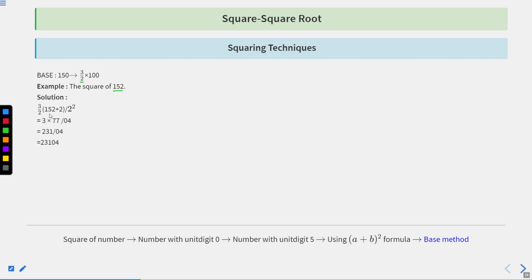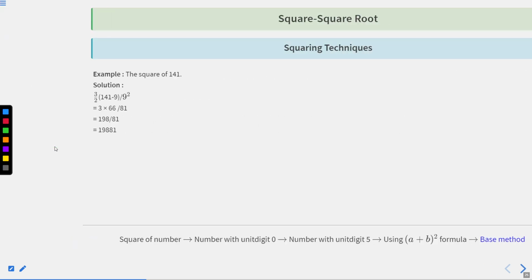So for 152 it will be 3 upon 2 times of 152 plus 2, because it is 2 units away from 150, and 2 square. So 3 upon 2 times of 152 plus 2 is 3 into 77, and 04 from 2 square. So 3 into 77 will be 231, and 04. Remove the slash sign here and it will be 23104. Correct? So this is the square of 152.